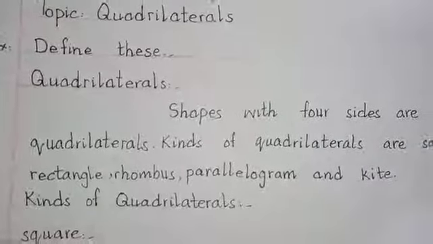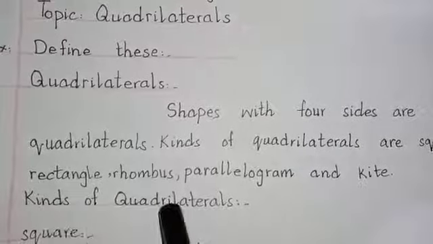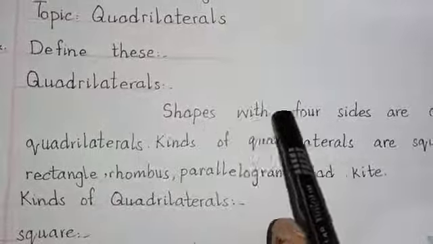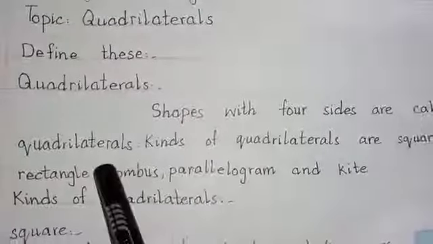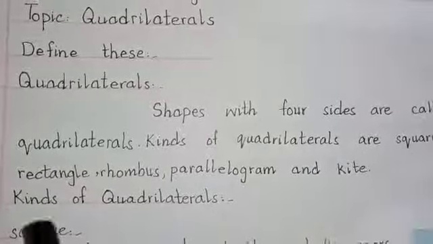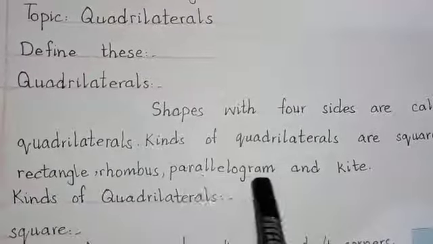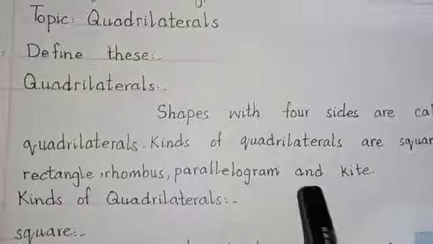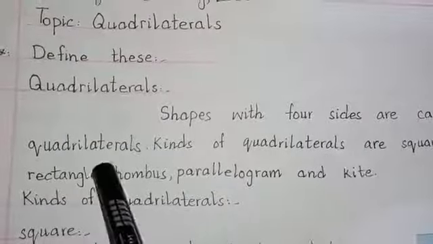Today we will learn the definition of quadrilateral and its kinds. Shapes with four sides are called quadrilaterals. Kinds of quadrilaterals are square, rectangle, rhombus, parallelogram and kite.